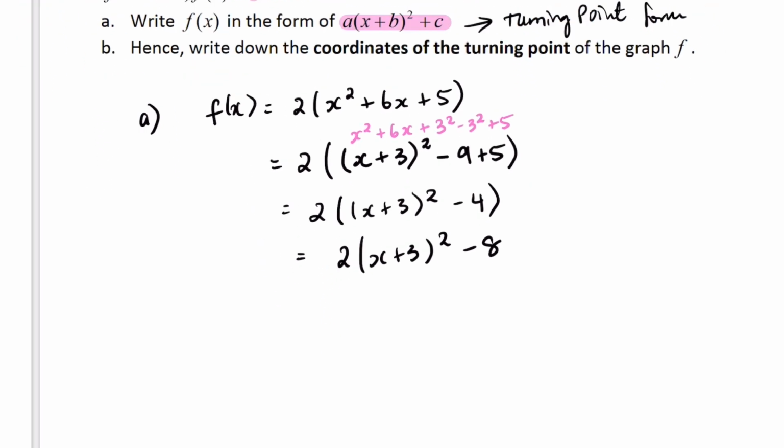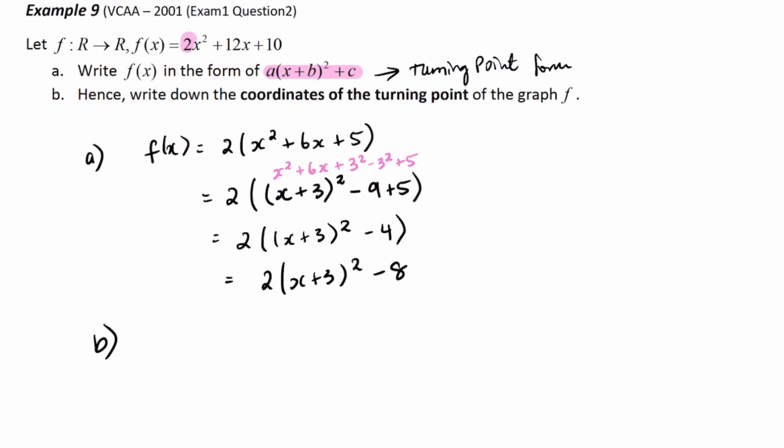Part B then says, hence write down the coordinates of the turning point of the graph. So that's going to be H and K. And don't forget to change the sign for H. So that will be the turning point.